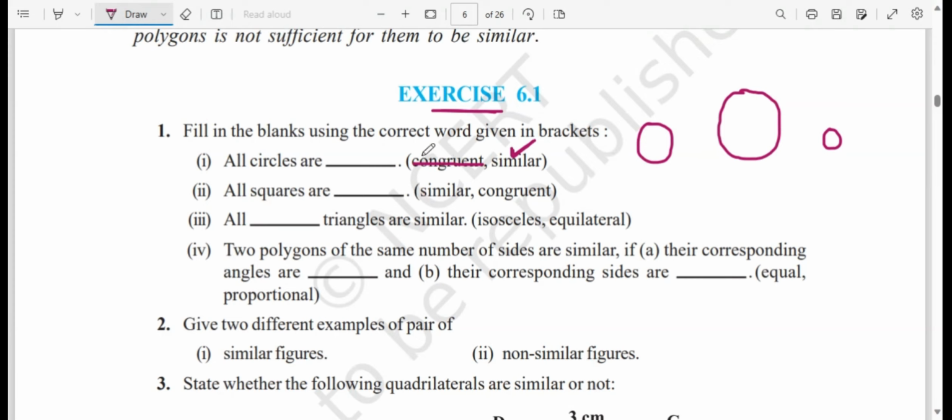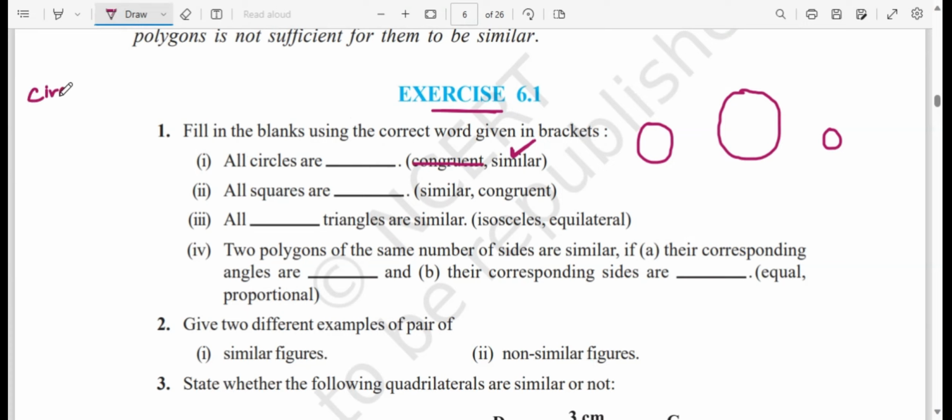Please note down, for circles we don't have any angle or any side. We have only one thing, that is the radius. For a complete circle we have only the radius. So all circles are similar. Circles with equal radii are both similar and congruent.